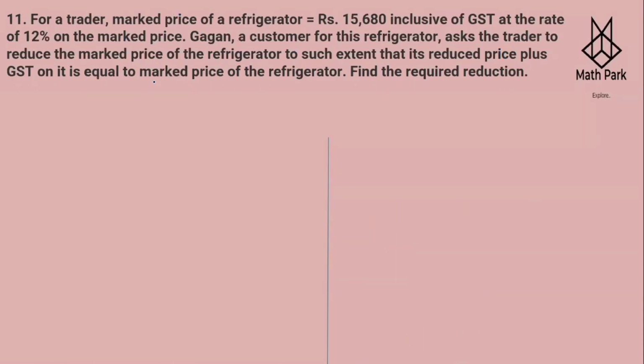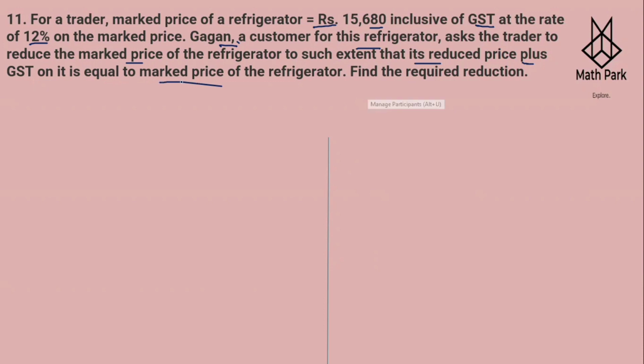Last question of today's video and exercise 1B. For a trader, the mark price of a refrigerator is rupees 15,680, which is inclusive of GST at the rate of 12% on the mark price. Gagan, a customer for this refrigerator, asked the trader to reduce the mark price. He is bargaining for the refrigerator to such an extent that its reduced price plus GST on it is equal to the marked price of the refrigerator.